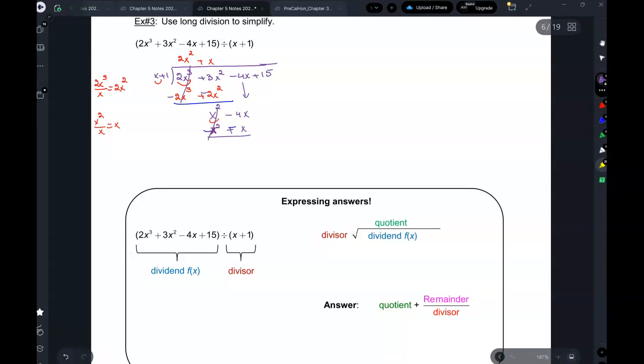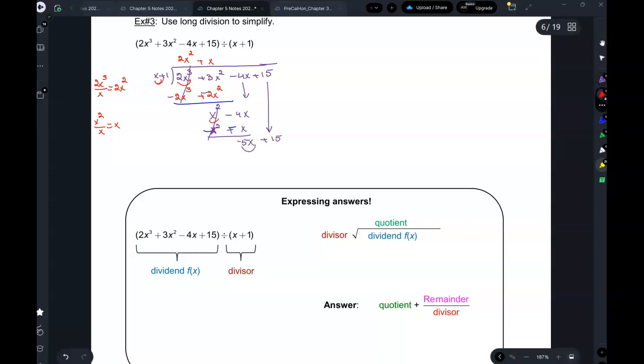That went away again. Oh my God, magic. But it's really not magic. It's the math, right? So what do I have underneath? Josh, what do I have left here? Negative 5x, right? Negative 4x minus x is negative 5x. Bring down the 15.